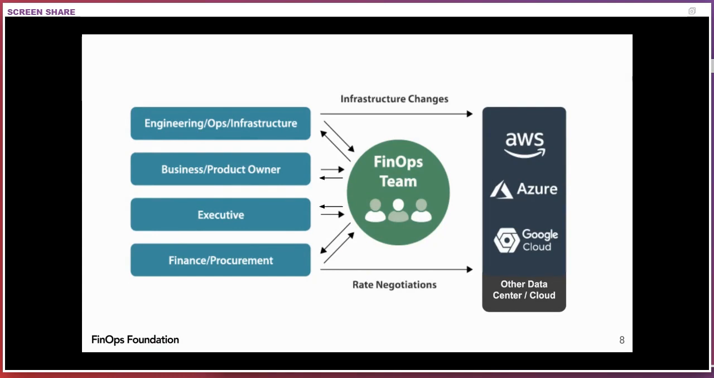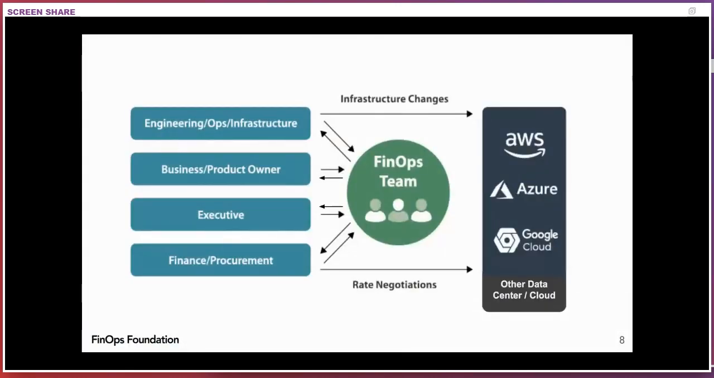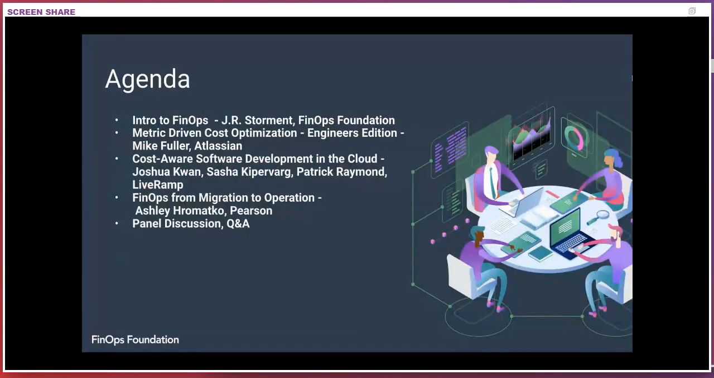deployed. So today we're going to focus really on that first set. Because it's the open source summit, I don't think there's a lot of finance folks on the call, unless I'm incorrect about attendance. Apologies if I am. But we wanted to focus the content today on engineering and ops in this world of cloud spend. I think the winning title in my mind was the LiveRamp team's title, which is doing cost-aware software development in the cloud.